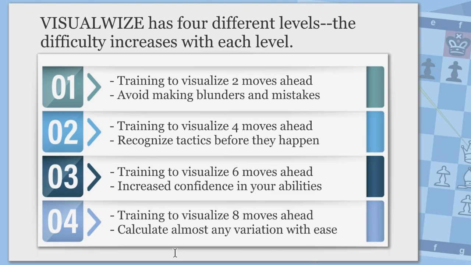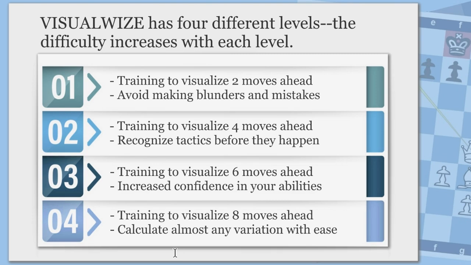Then as you work your way up to the higher levels, you will gain an immense amount of confidence when you start to realize that you can almost effortlessly visualize combinations that you never thought you would be able to do. And when you get to level 4, your visualization skill will be so good that you will be able to calculate almost any variation you can think of. I'm sure you can imagine how much fun it will be when you are able to plan moves and set traps and watch your opponents walk right into them because they simply couldn't see what you were able to visualize.